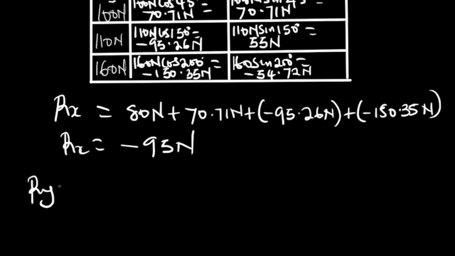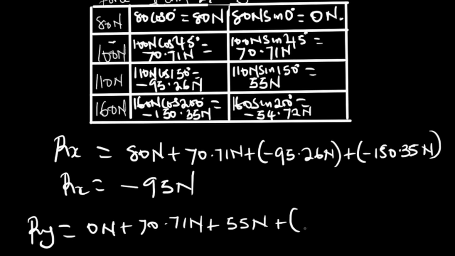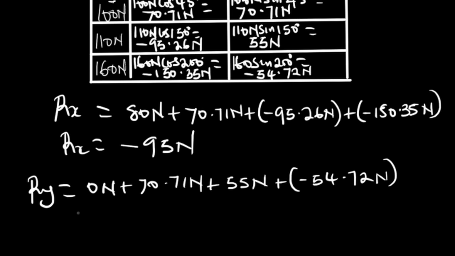R sub y, is equal to, adding them together, the first value there is 0. So I would say 0 newtons plus the next one, 70.71 newtons, followed by 55 newtons, and lastly we have plus negative 54.72 newtons. Now let's add them together to see what we shall obtain.